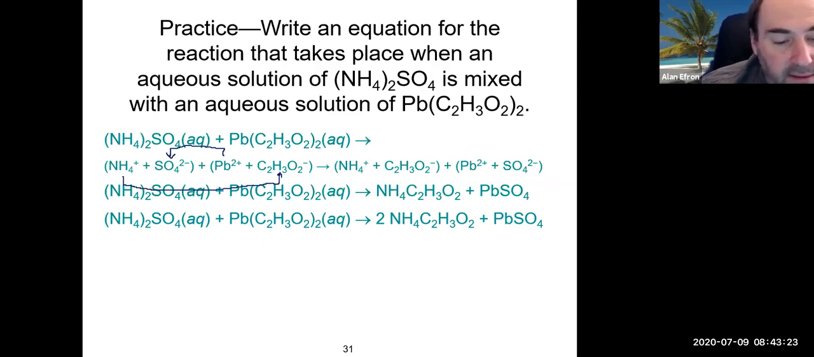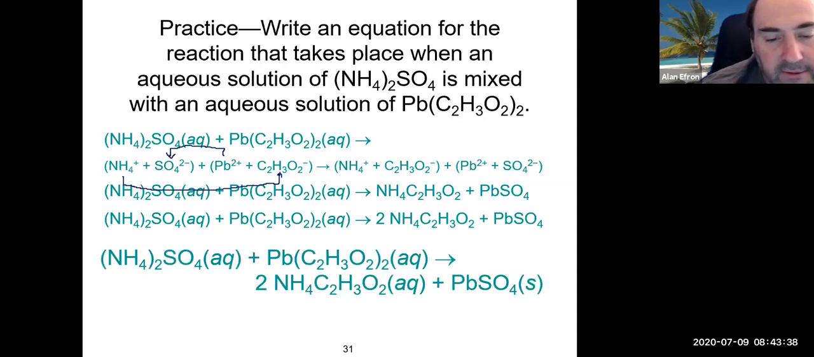So the last thing we could think about is our solubility rules here. So ammonium is soluble in everything. So right off the bat, we know the ammonium acetate on the right-hand side is going to be soluble. And the lead 2 sulfate, that is going to be insoluble in this case based on the solubility rules. And that would get us the solid product there. Any questions on how to write that equation?